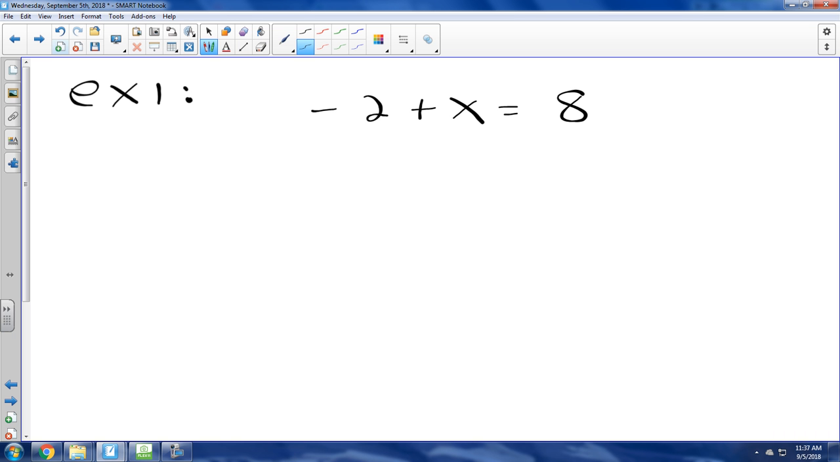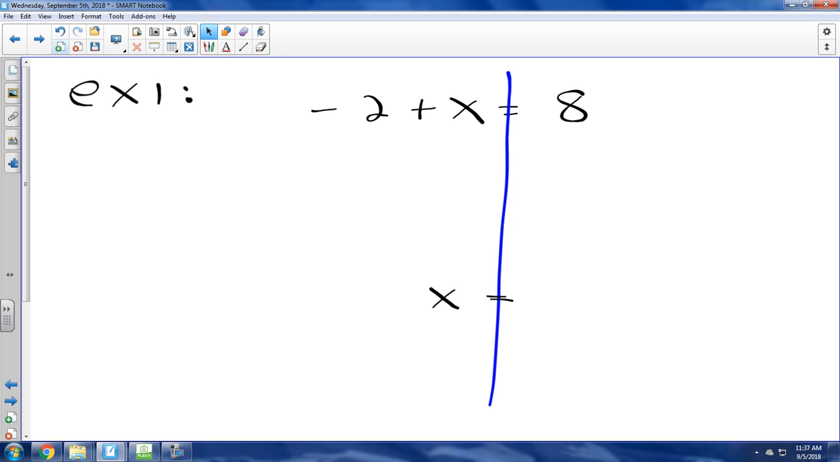So the question is, first of all, for some of you, you might want to draw a river. You cannot cross the river. You must do the same thing on one side of the river as you do on the other side. What would you like to do to make the x alone? Because as a final answer, we want x equals. Tyler? Yeah, we add 2 to both sides.